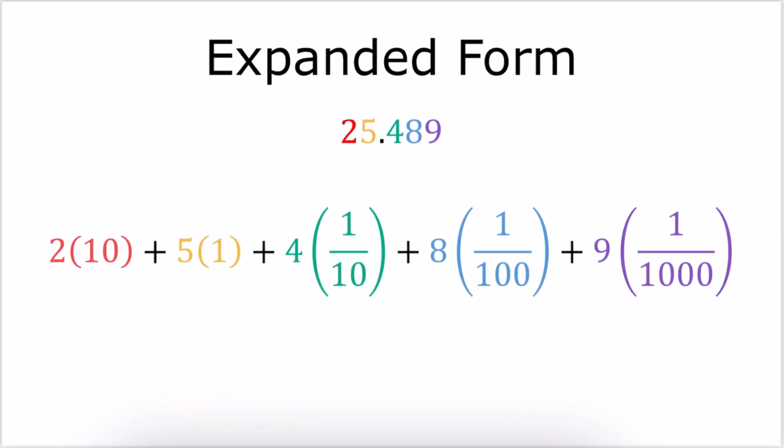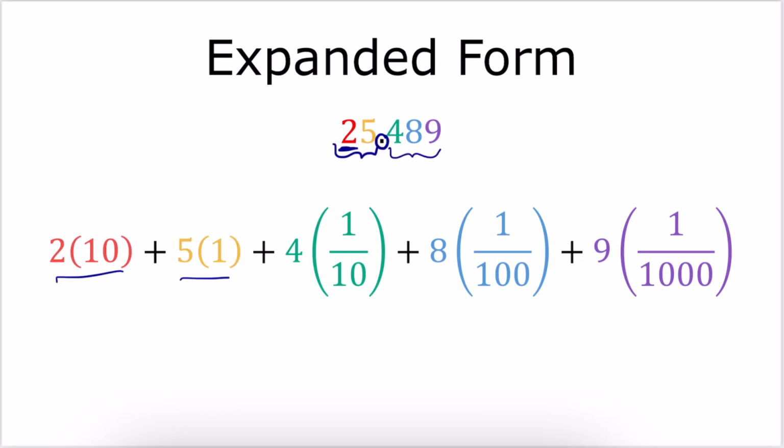And when we're working with decimals, we can write them in what's called expanded form. So expanded form is basically taking each digit in the number and multiplying by its place value. So remember the decimal point separates the whole numbers from the fraction numbers. So if I just look at the whole number part, that's the number 25. And the 2 means that I have 2 tens. Then the 5 in the ones place means I have 5 ones.